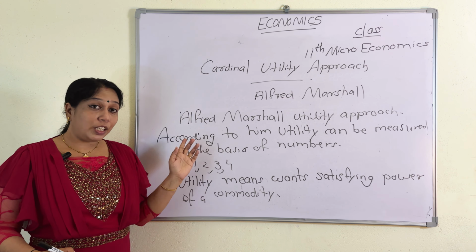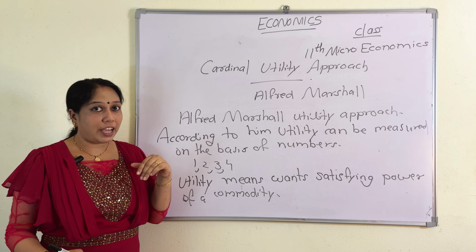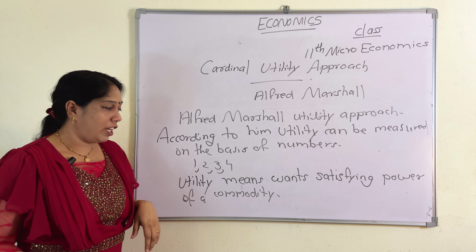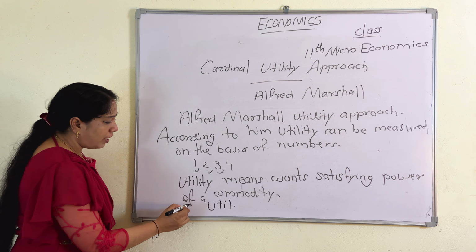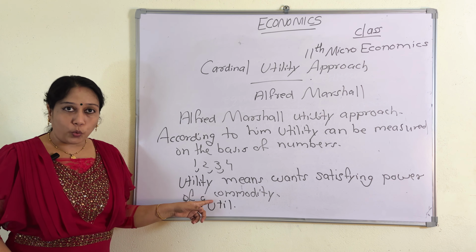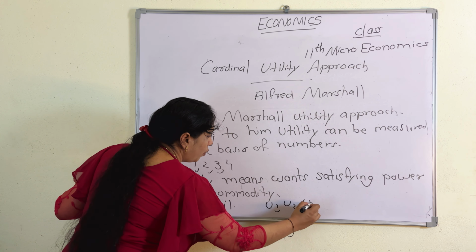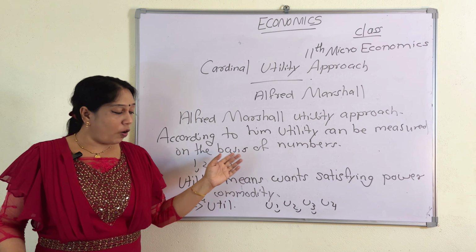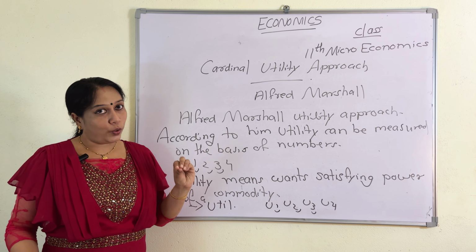And do you know this utility can be measured, that is, the want satisfying power of a commodity can be measured on the basis of one unit, that is util. So the utility can be measured on the basis of util. Util means U1, U2, U3, U4. Like that we can measure the utility on the basis of util. Util is the unit of measurement of utility.